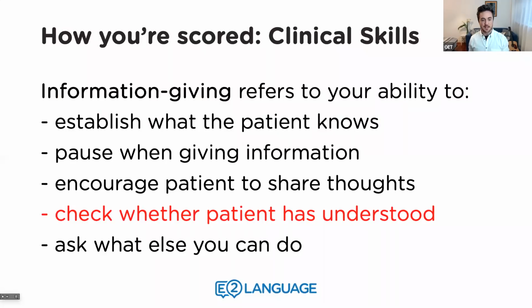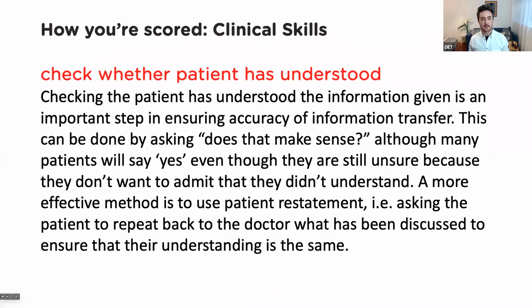Second last one, check whether the patient has understood. Checking the patient has understood the information given is an important step in ensuring accuracy of information transfer. This can be done by asking, does that make sense? Although many patients will say yes, even though they are still unsure, because they don't want to admit that they didn't understand. A more effective method is to use patient restatement, asking the patient to repeat back to the doctor what has been discussed to ensure that their understanding is the same.